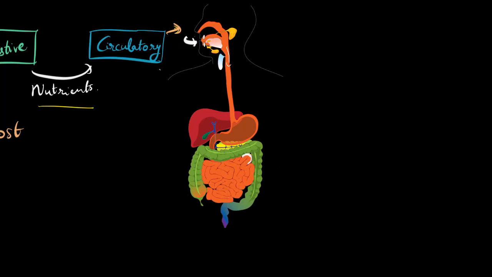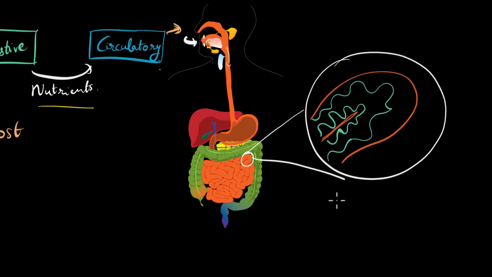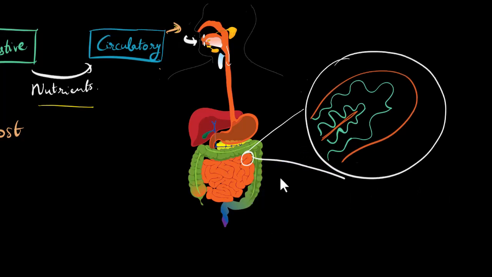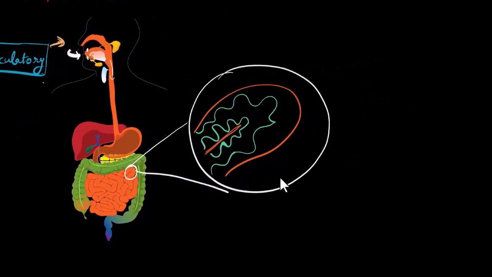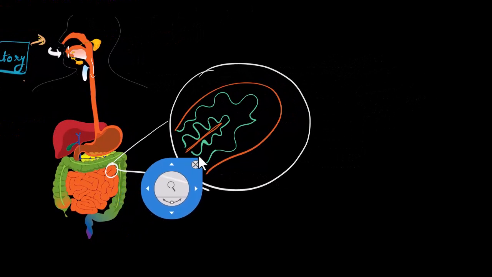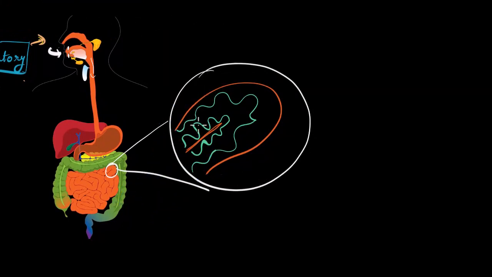Now what does the inside of the small intestine look like? Let me zoom in a little into it. So if you zoom into a part of your small intestine and take a deep look inside of what it looks like, you might see something like this. What you see here in the orange is just the wall of the intestine, but the green wavy line is the inner surface, and this is the empty space. This is the lumen, as it's called.